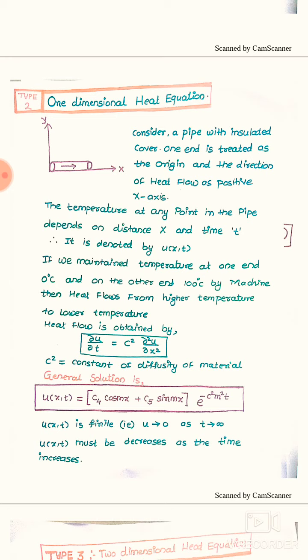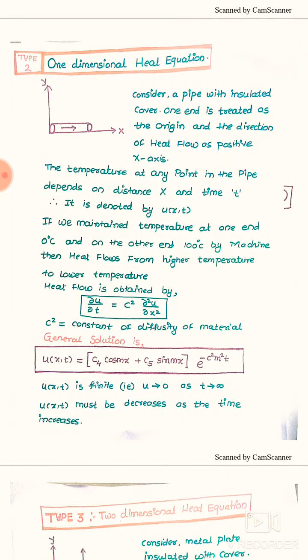That means u(x,t) is finite, that is, u tends to 0 as t tends to infinity. Meaning as the time increases, the temperature automatically decreases. So u(x,t) is finite and u tends to 0 as t tends to infinity, and u(x,t) must decrease as time increases. So this is all about the one-dimensional heat equation. Students, try to remember the general solution of the heat equation.